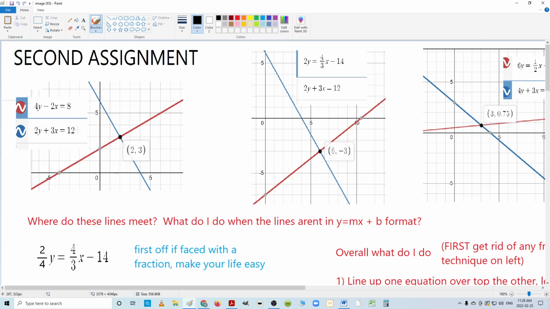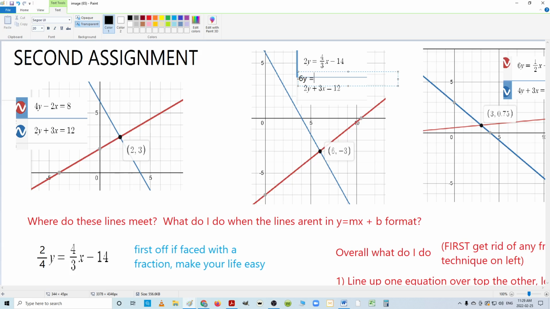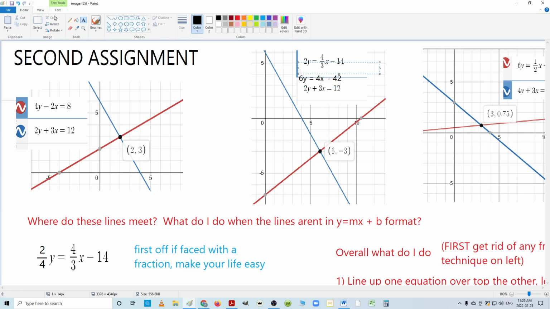The second assignment, I've made it purposely tough, and the mistake I've made here is you will actually never see a standard format with a fraction. This should actually be multiplied by 3 on both sides, and the actual standard format of this, my apologies, should have been 6y is equal to 4x minus 42. That's the actual standard formula for that one, so you might want to write that down. How did I do that? I multiplied both sides by the denominator of 3, so practice that.